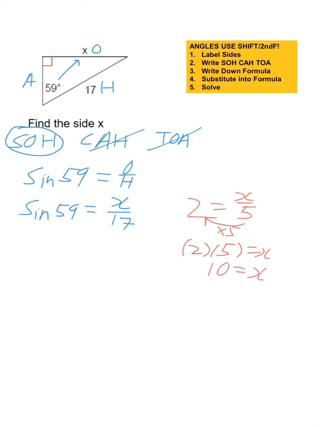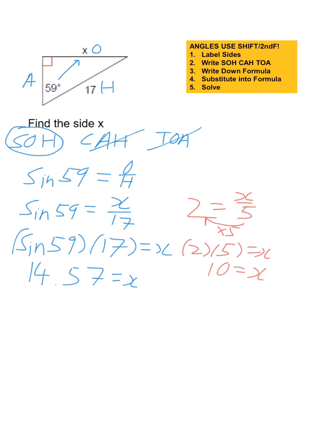So we're going to have sine 59 multiplied by 17 equals x. Put that into your calculator, and that gets us 14.57 is equal to x. We'll round to one decimal place, so we'll have 14.6 is equal to x. Okay, let's do another one.